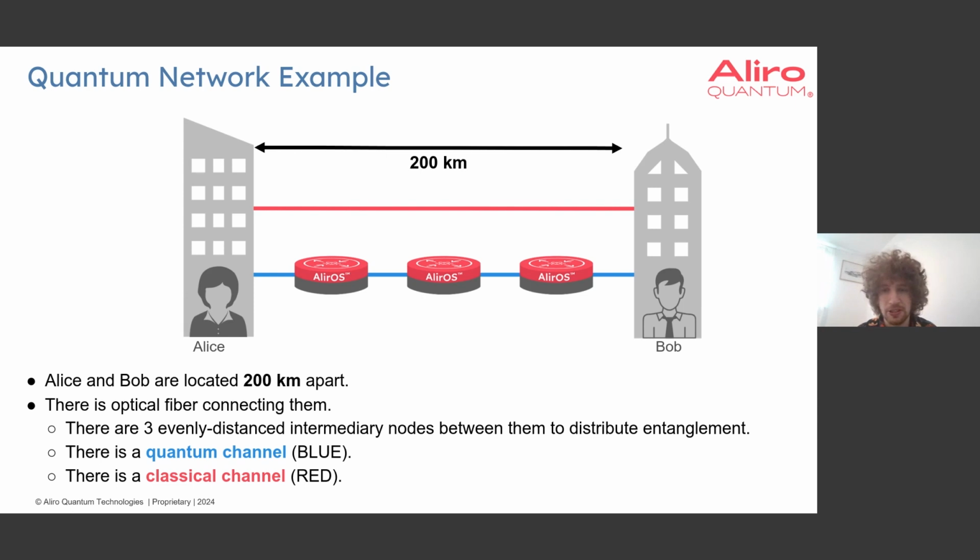In our graphics, we will use a blue line to represent Alice and Bob's quantum channel, and a red line to represent Alice and Bob's classical channel.